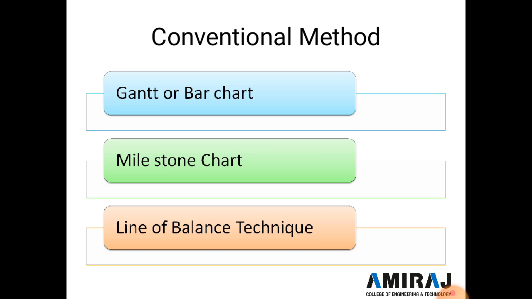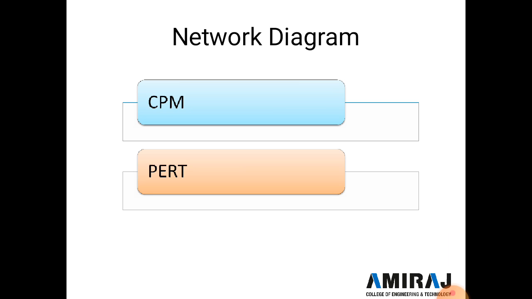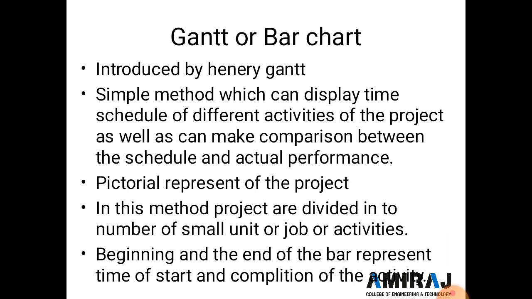Here the conventional method is further divided into three parts: Gantt chart or bar chart, milestone chart, and the third one is the line of balance technique, means LOB. And network techniques or network diagram is divided into two parts: first is CPM and second is PERT. CPM is critical path method and PERT is program evaluation and review technique. One by one we discuss them. First we start with the conventional method, and the first method is the bar chart or Gantt chart.